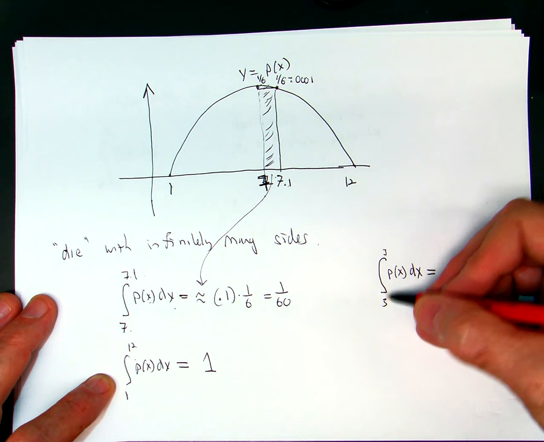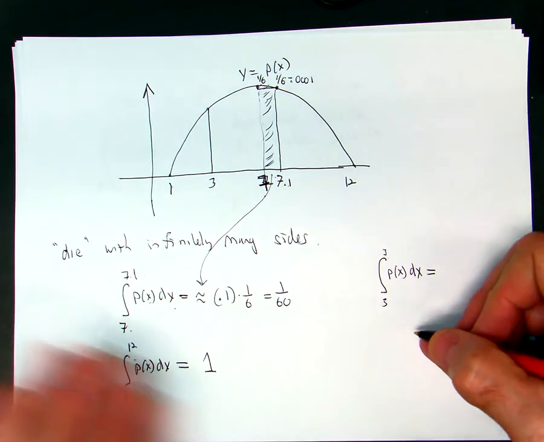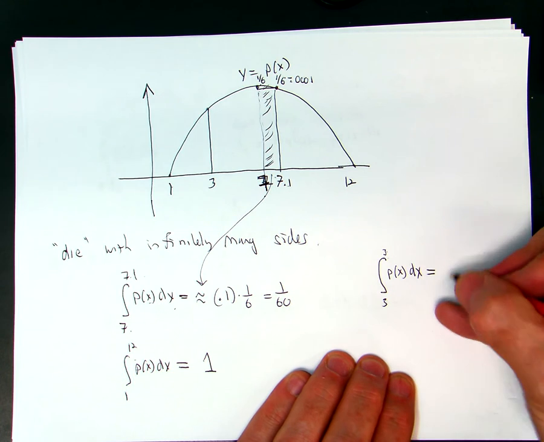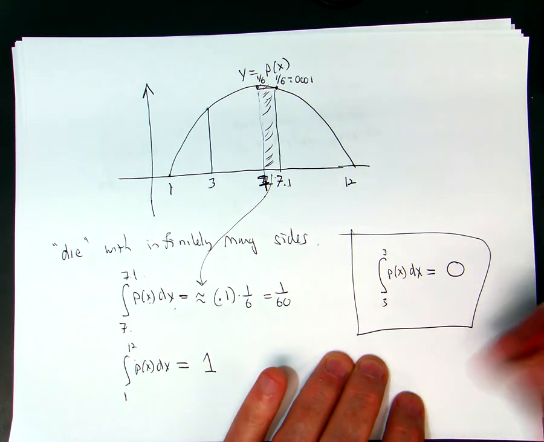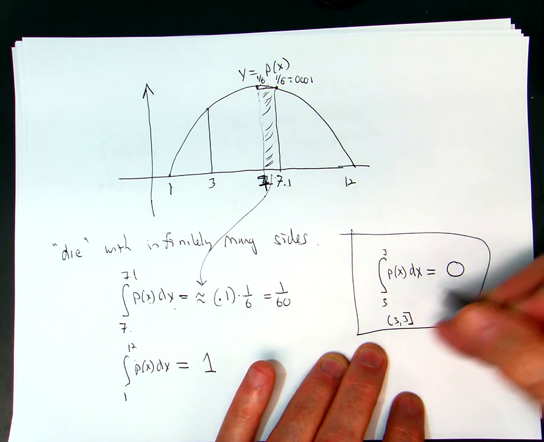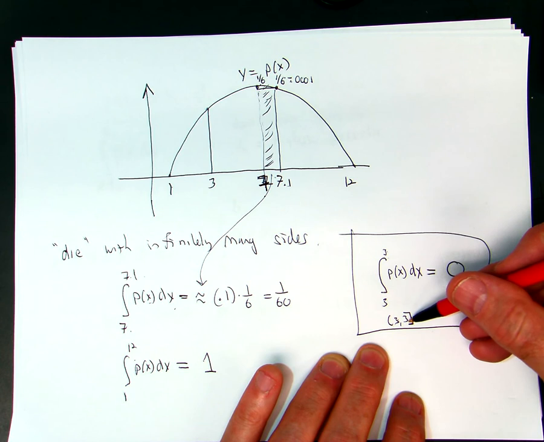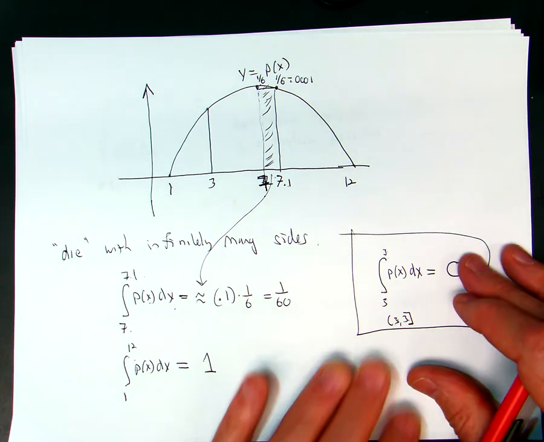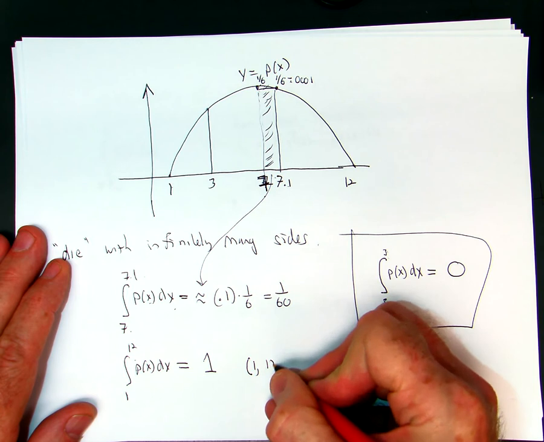The odds of rolling a 3 to a 3, well, this is where it gets a little weird. The odds of rolling a 3 to 3 are 0. We can think of it this way, that's one way to think about it. I want to roll greater than 3, but less than or equal to 3. Well, that's not possible. Okay, so this would be the odds of rolling 1 to 12.